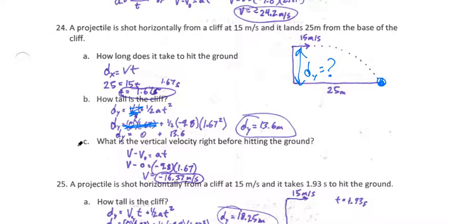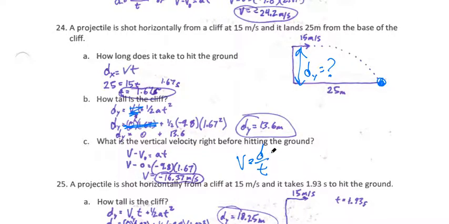Sounds like fun. C, what's the vertical velocity right before hitting the ground? If we're dealing with vertical velocity, so velocity in the up and down direction, I can only deal with formulas that have to do with the y direction. I know this formula has to do with the y direction because it has acceleration in it, or gravity, that's fine too. The other formula that has velocity in it would be our v equals d over t.